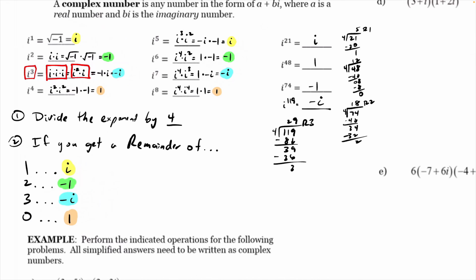Okay. So it doesn't matter what power they give you, positive or negative. They could give you a negative power. We haven't talked about negative powers, but you could get one. Divide it by 4. What's the remainder going to be? That'll tell you what your answer is going to be. Okay? This question's either the easiest question or the hardest question. It should be the easiest.